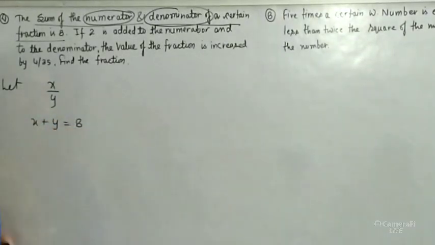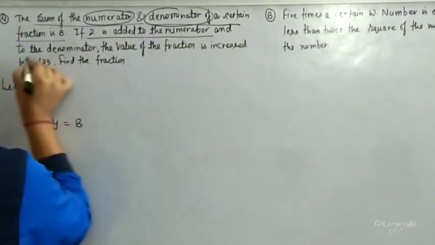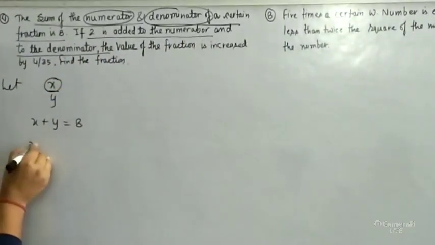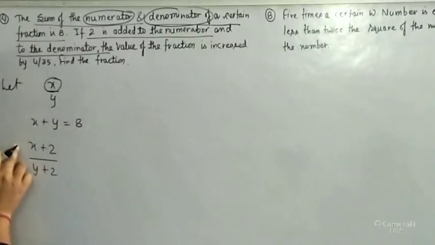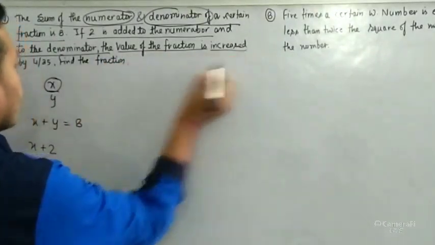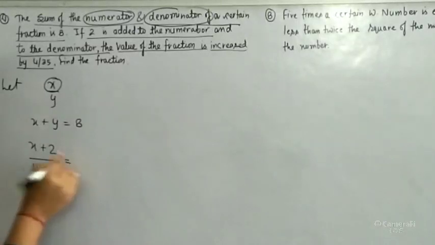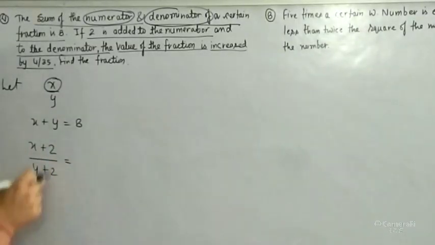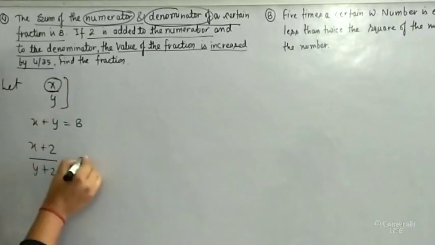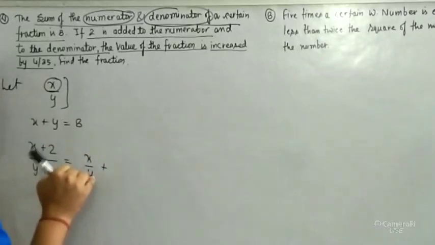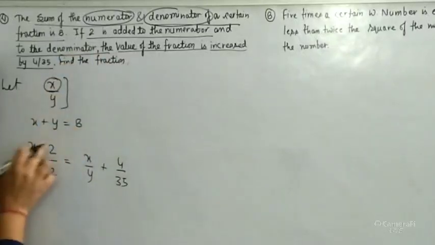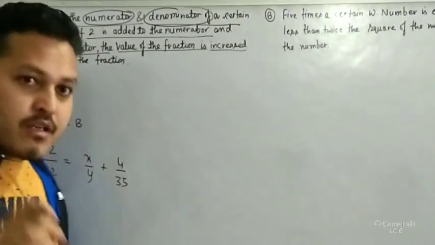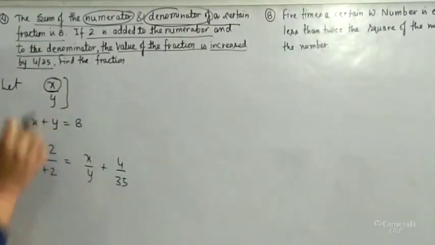If 2 is added to the numerator and 2 is added to the denominator, this is the first condition. Then the value of the fraction is increased by 4 upon 35 compared to the original fraction. So the condition for this question is x plus 2 upon y plus 2 is equal to x upon y plus 4 upon 35, and we are dealing with a quadratic equation.